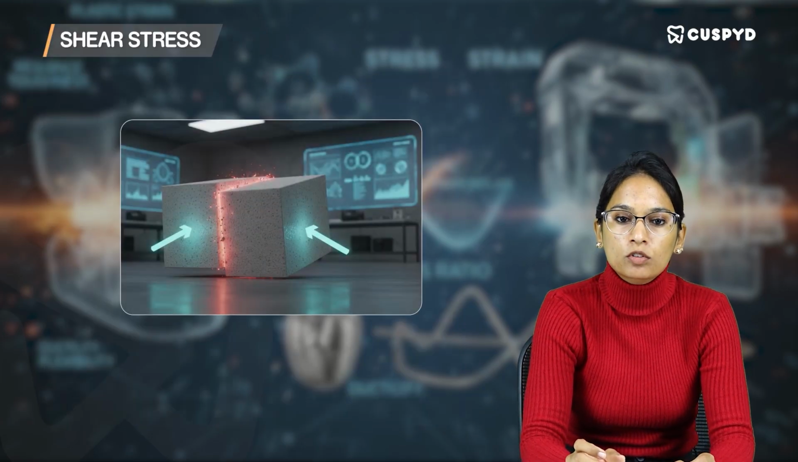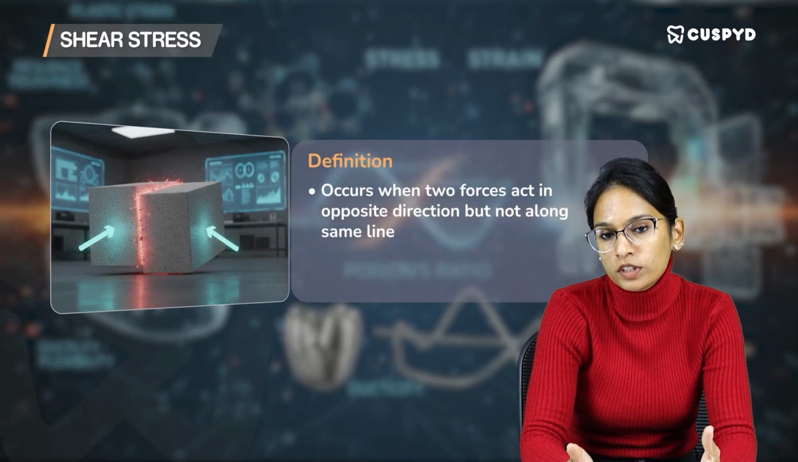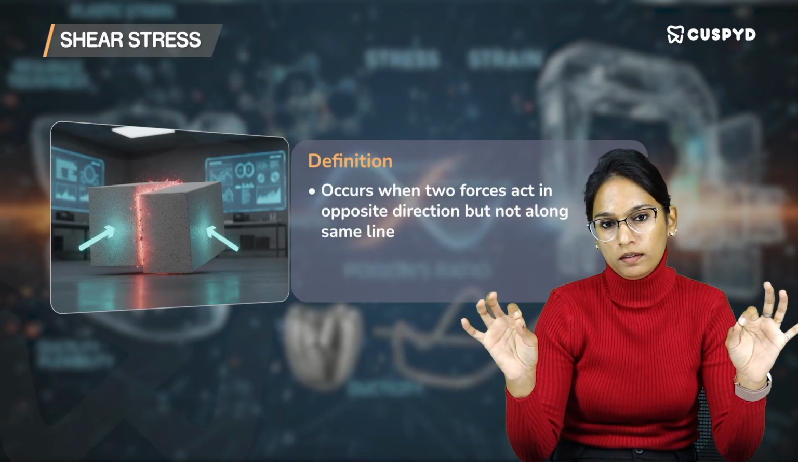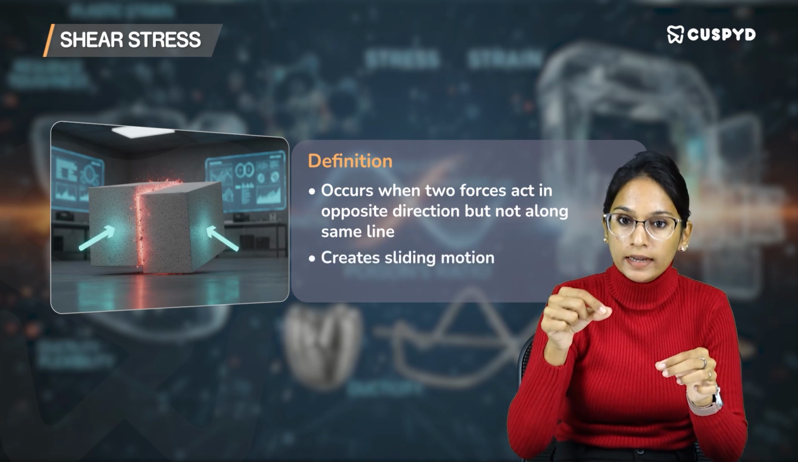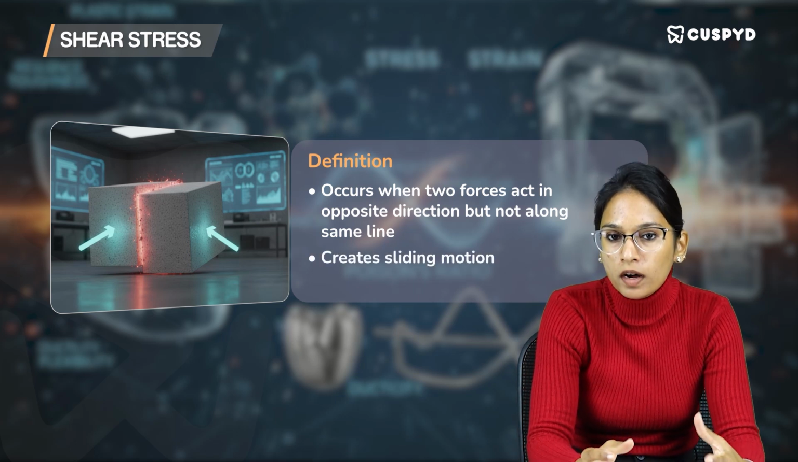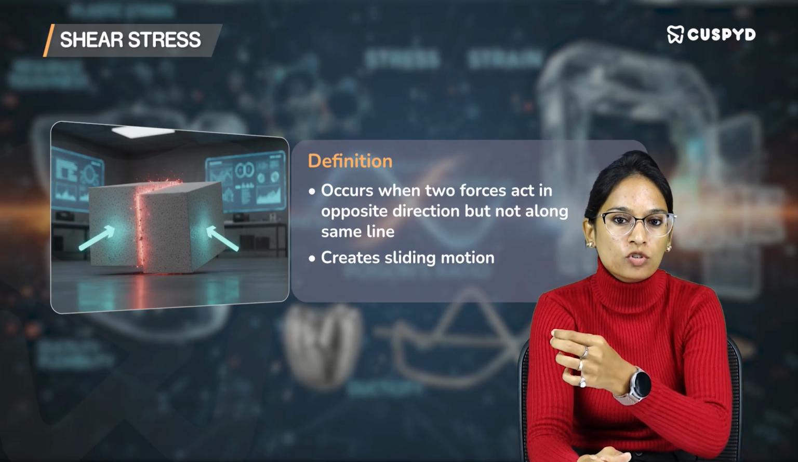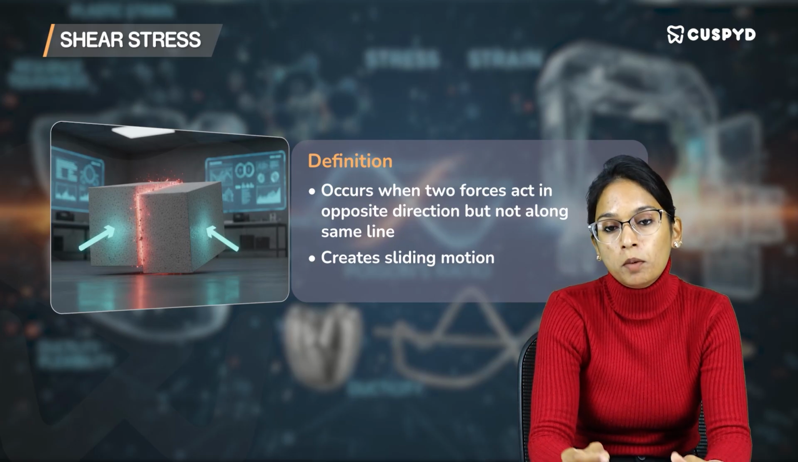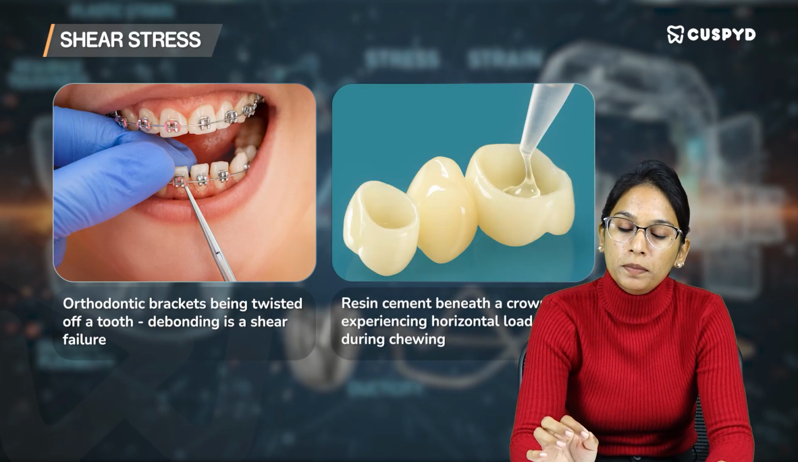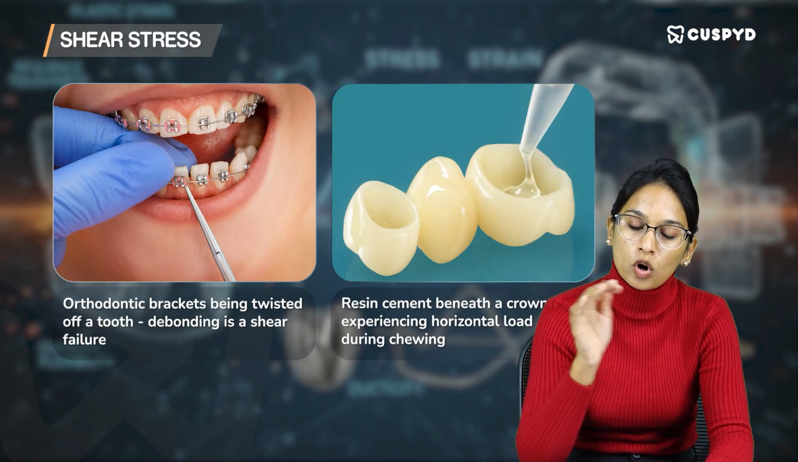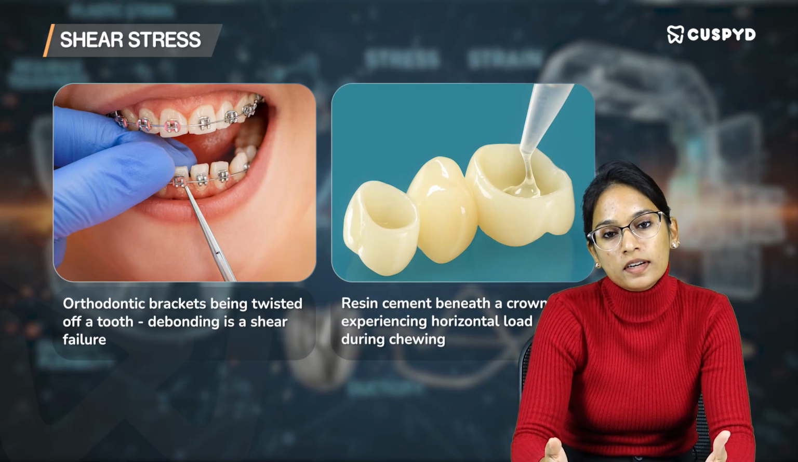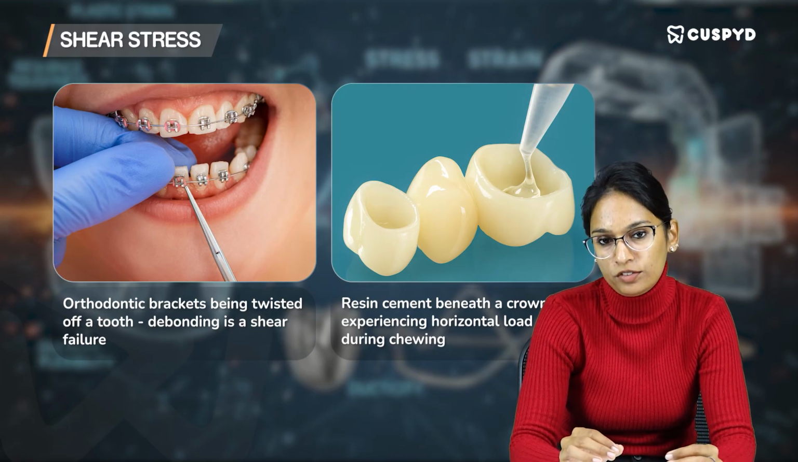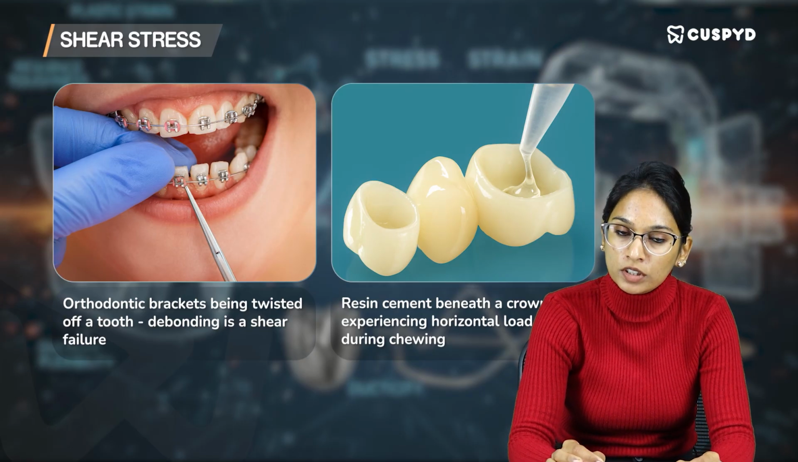Now let's move to the interesting one, shear stress. Shear happens when two forces act in opposite direction but not along the same line. This creates a sliding motion. Imagine a bar fixed at one end and a force pushes down at the free end. The bar tries to shear. Orthodontic brackets being twisted off a tooth. Debonding is a shear failure. Resin cement beneath a crown experiencing horizontal loading during chewing. Shear stress is extremely important in adhesive dentistry because many failures occur by shear debonding.